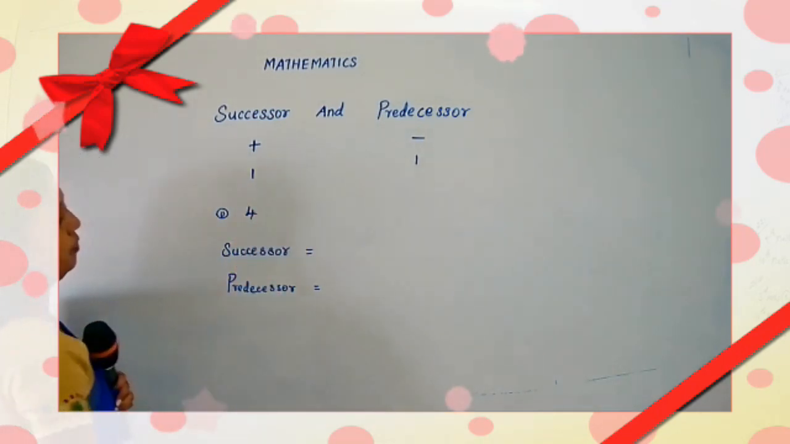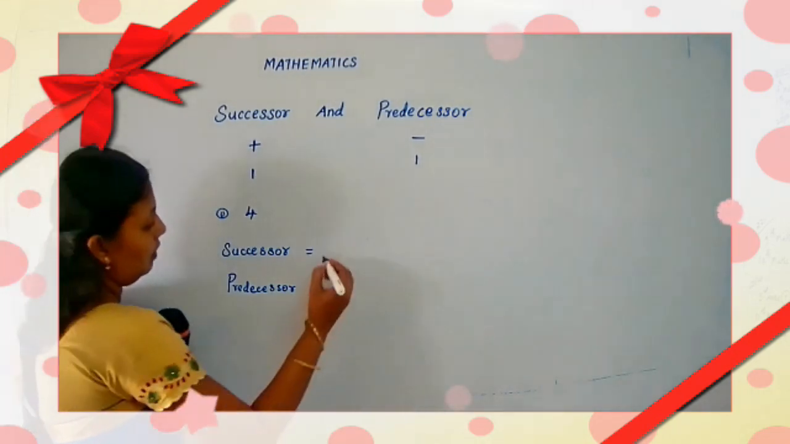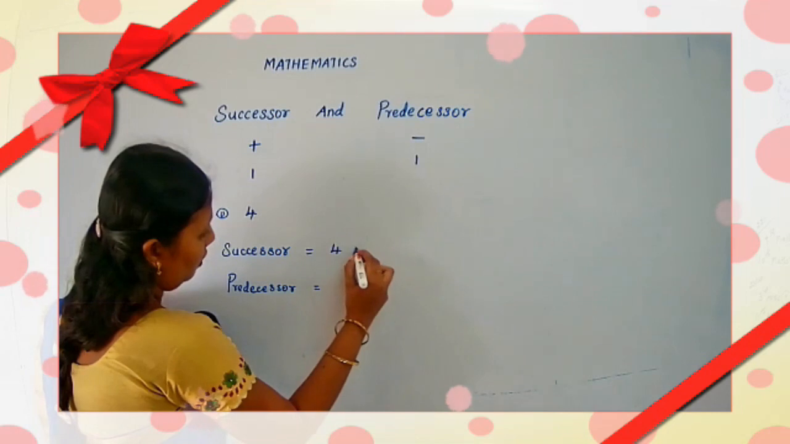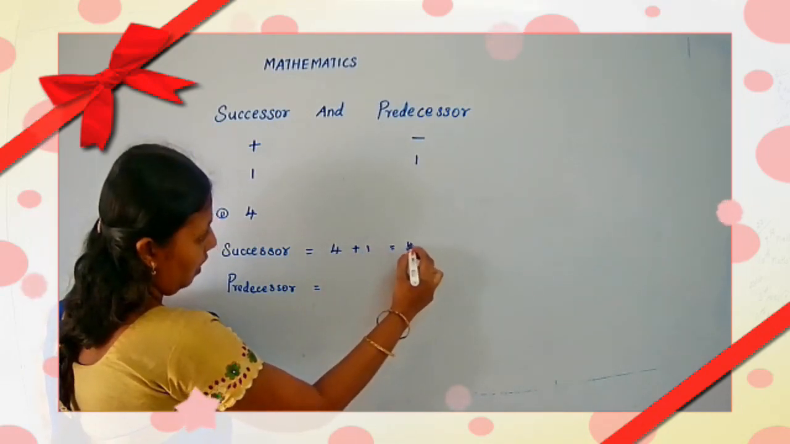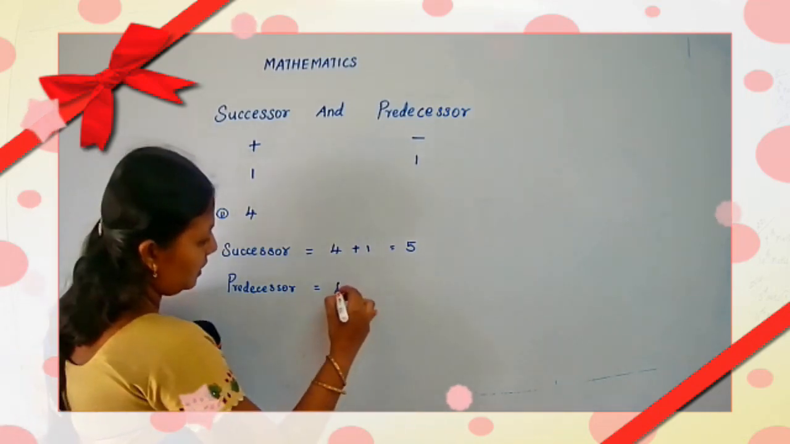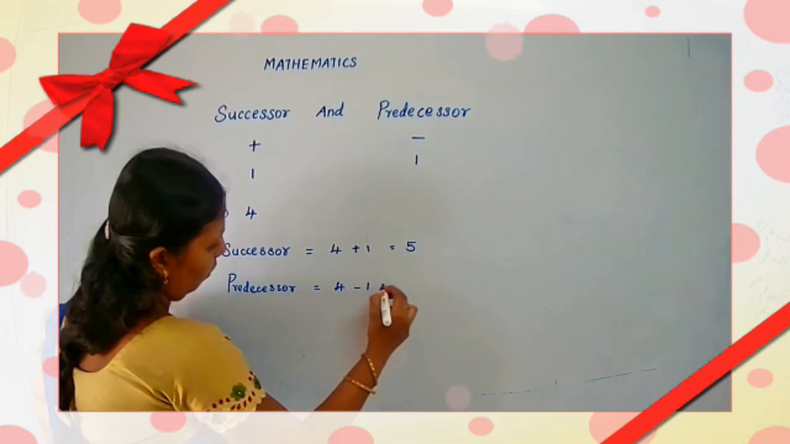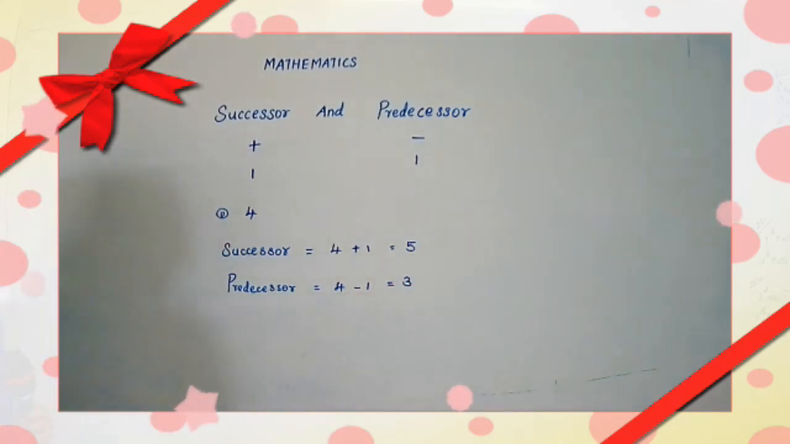4. Now we have to find the successor and predecessor. The given number is 4. Successor means we add 1. We will get 5. 4 plus 1 is 5. Predecessor means 4 minus 1 is equal to what will come? 3.